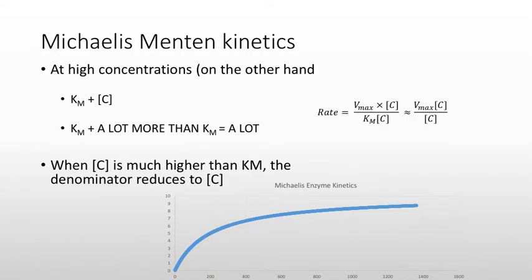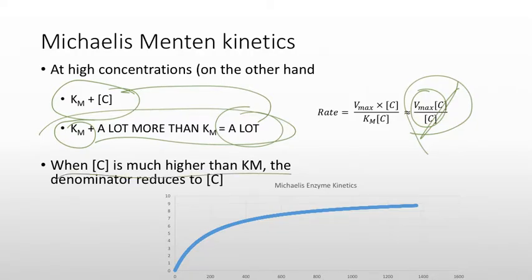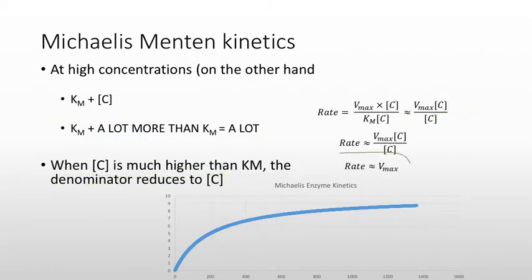And what if my concentration is very, very high compared to Km? If the concentration is way, way higher than Km, then Km plus a whole lot is almost like just saying a whole lot. In other words, my denominator simplifies to Vmax times C over C. That would easily cancel out, so my rate approaches Vmax. So when the concentration is much higher than Km, the denominator reduces to the concentration, and the rate is equal to Vmax, just some constant. This is zero order kinetics.